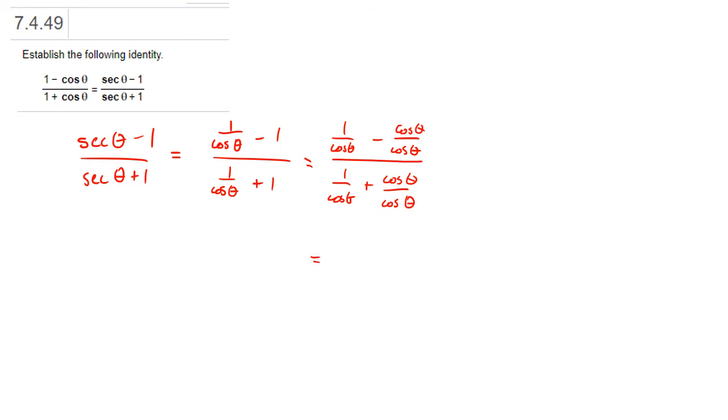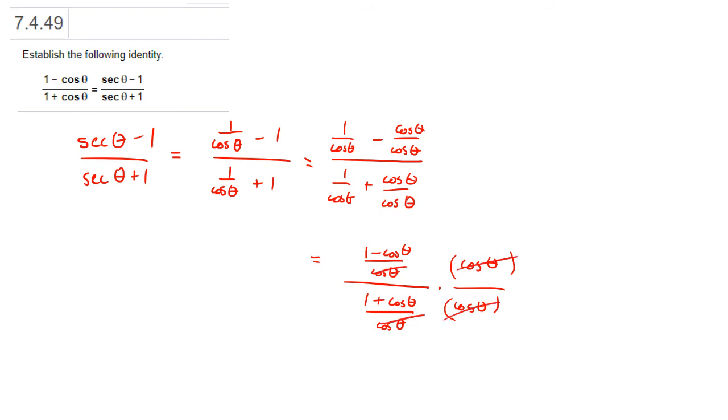All right, now I can simplify that numerator as 1 minus cosine theta over cosine theta over 1 plus cosine theta over cosine theta. And now if I just multiply by cos theta over cos theta, in other words, I multiply by 1, this cosine theta cancels that one, this cosine theta cancels that one, and I'm left behind with 1 minus cos theta over 1 plus cos theta. And that's really all there is to it.